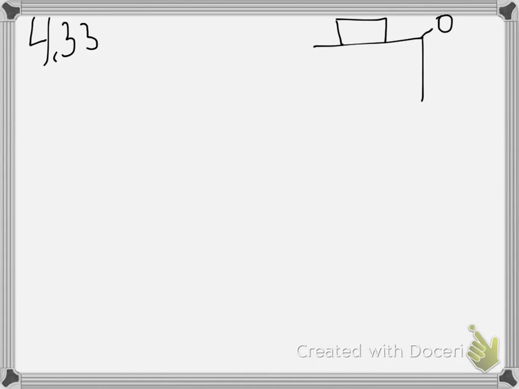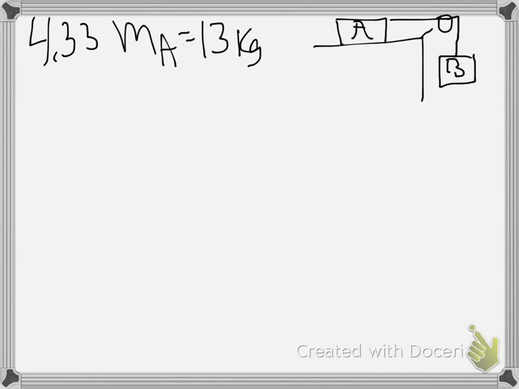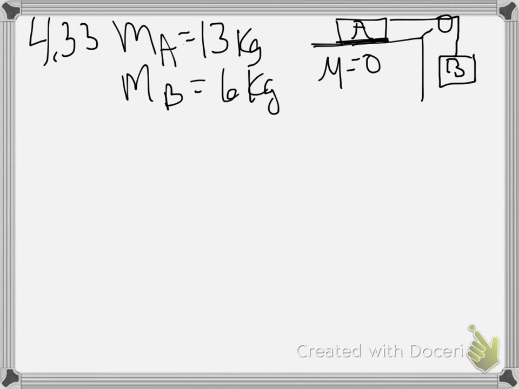4.33, which is a sort of modified Atwood. You have a mass here, I think this one is A, with a massless string, or thin cord as they call it, connected to B over the top. And it says MA is 13 kilograms, MB is 6 kilograms, that's cleaner. And it says it's a smooth horizontal surface, so this right here, mu is 0, it's frictionless, which is going to make this easier.